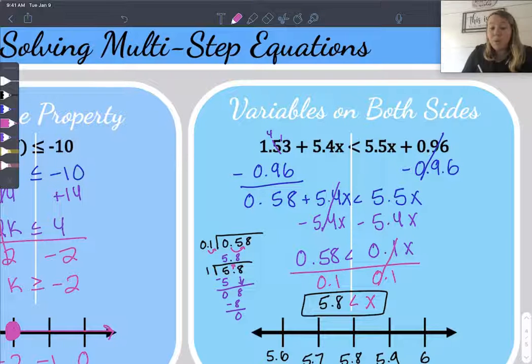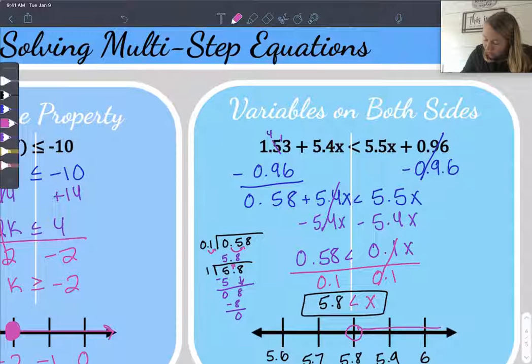I'm going to have an open circle on 5.8, and then I want all the values smaller than that, so my arrow is going to point to the left. Well, actually, I just made a mistake, right? If you notice, x is on the right-hand side. So we actually want x to be bigger than 5.8. I was reading that wrong, so I apologize.